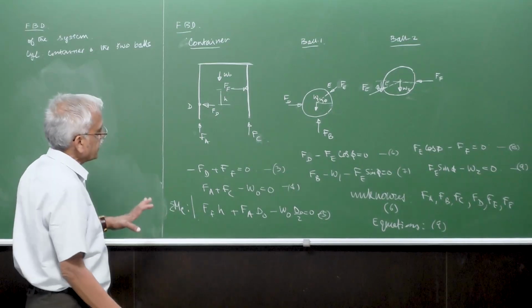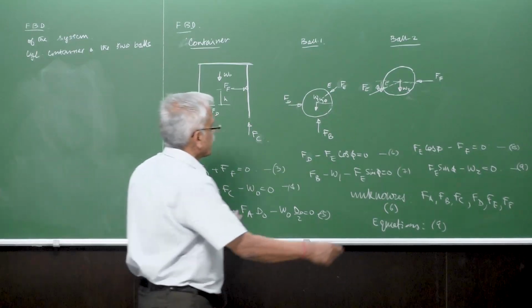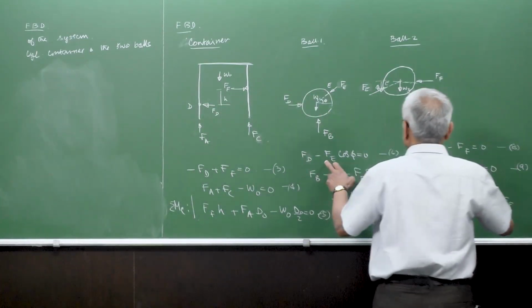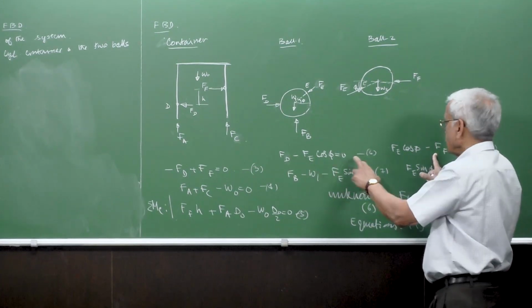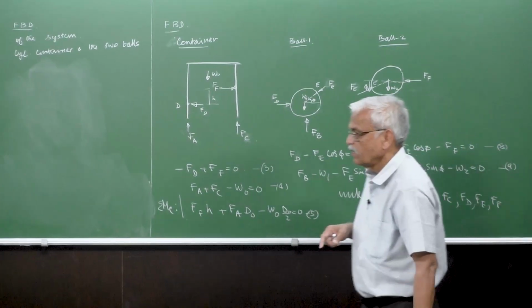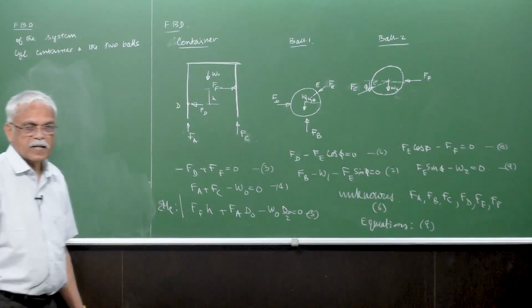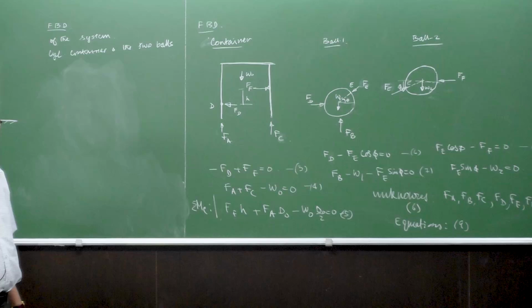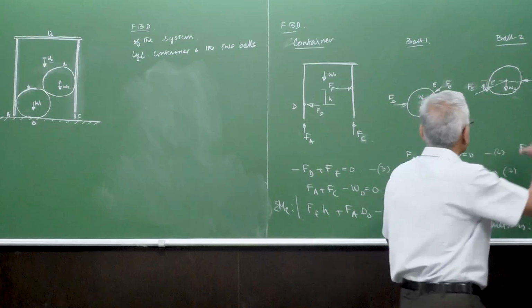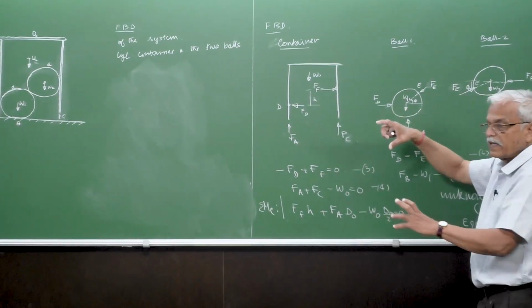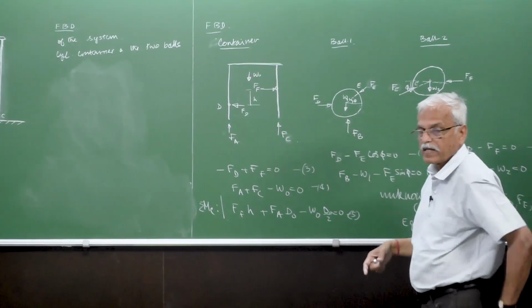For example, if you combine these two equations, this one and this one, the 6th and 8th equations, and add them, what do you get? You get equation number 3. So that means these two balls can also be considered together under equilibrium. That's also possible.